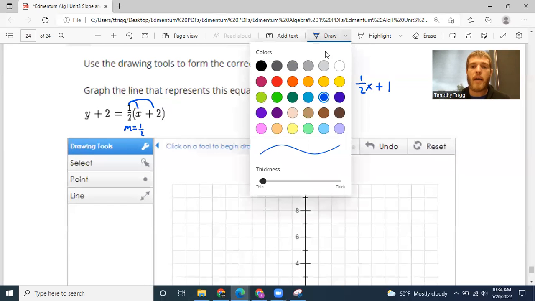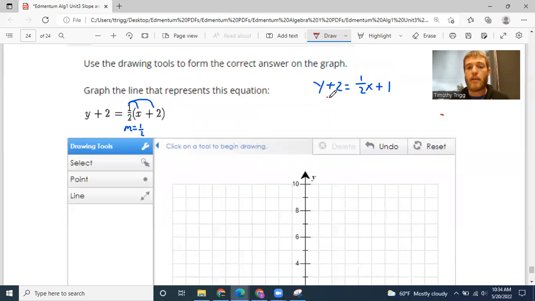Then we want to get y by itself. So to get y by itself, I could subtract 2 both sides of the equation, giving us that y equals 1/2 x minus 1. Go ahead and see if you can graph this equation. Here, your y-intercept is -1, and your slope is 1/2.